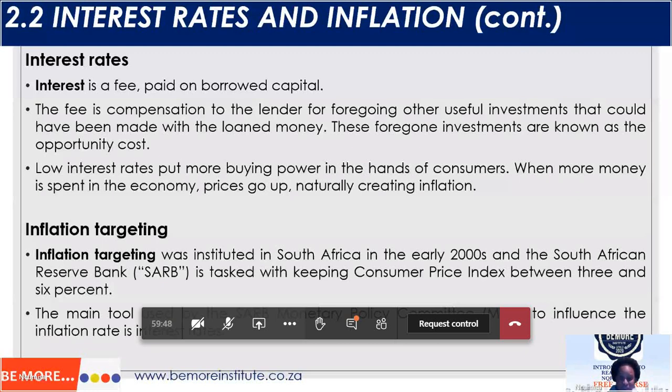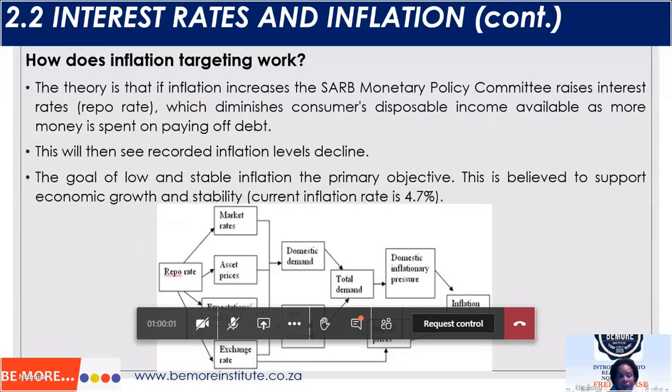Consumer price index is also called inflation. The main tool used by the Reserve Bank Monetary Policy Committee to influence inflation is interest rates. So now we need to look at how this inflation targeting works. What is the relationship between inflation targeting and interest rates?